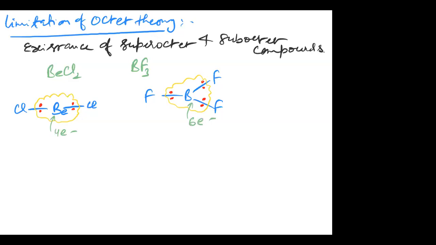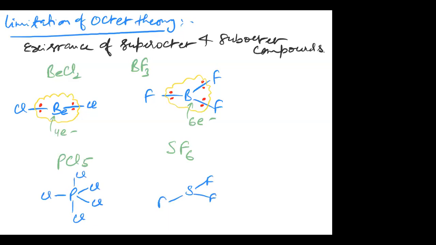Simultaneously, we have another set of compounds. Let's say one is PCl5 and it may be SF6. In the case of PCl5, phosphorus pentachloride, phosphorus already has 5 electrons in its valence shell, and sulfur already has 6 electrons in its valence shell. So let's say it is SF6.